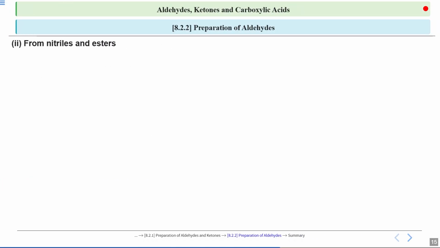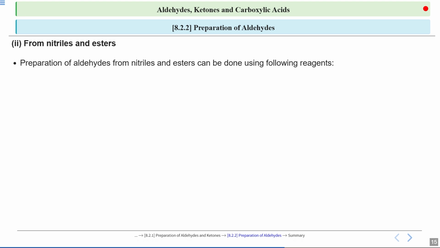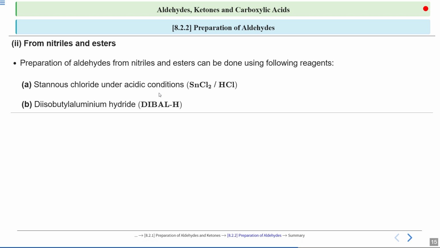Now, we will see the second, which is from nitriles and esters. Preparation of aldehydes from nitriles and esters can be done using the following reagents. First is stannous chloride under acidic conditions, so you can use SnCl2 in presence of HCl. Another you can use is diisobutyl aluminum hydride, which is commonly called Dibal-H. Dibal-H is a selective reducing agent, meaning it can target specific functional groups without affecting others. So if you have to prepare aldehyde from nitriles and esters, you can use these two reagents.